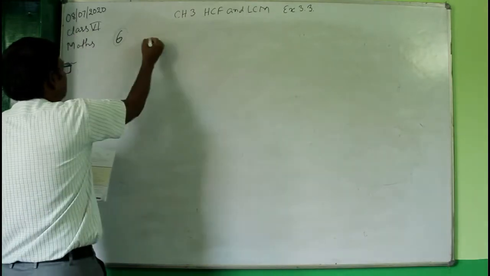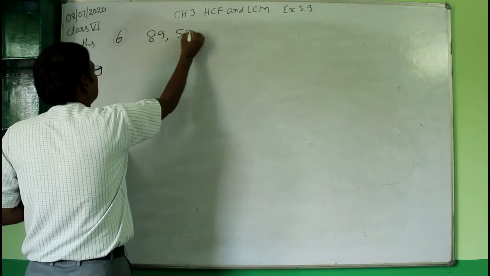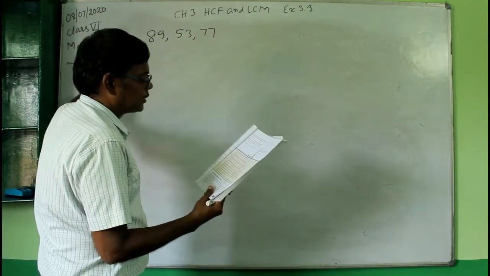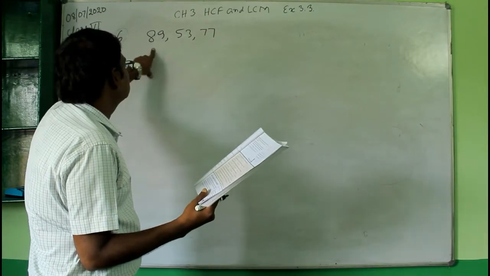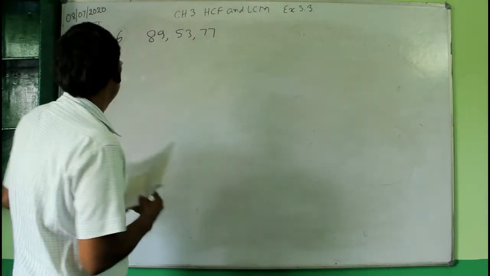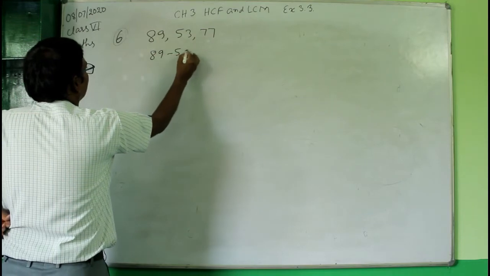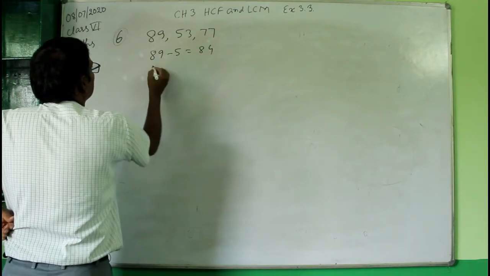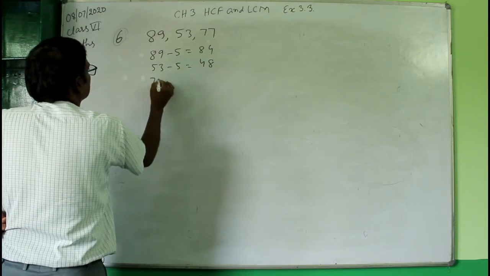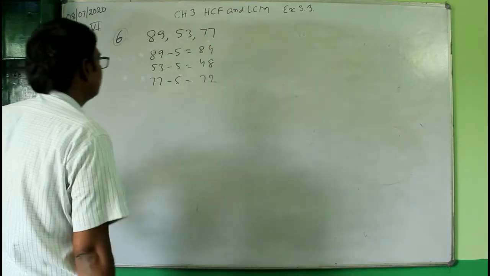You are given the numbers 89, 53 and 77. Here it is given to find the greatest number which can divide these, leaving the remainder 5 in each case. So first we will subtract 5 from the given numbers. You will get 84, and 53 minus 5 equal to 48, and 77 minus 5 equal to 72. Now find the HCF of these three numbers.